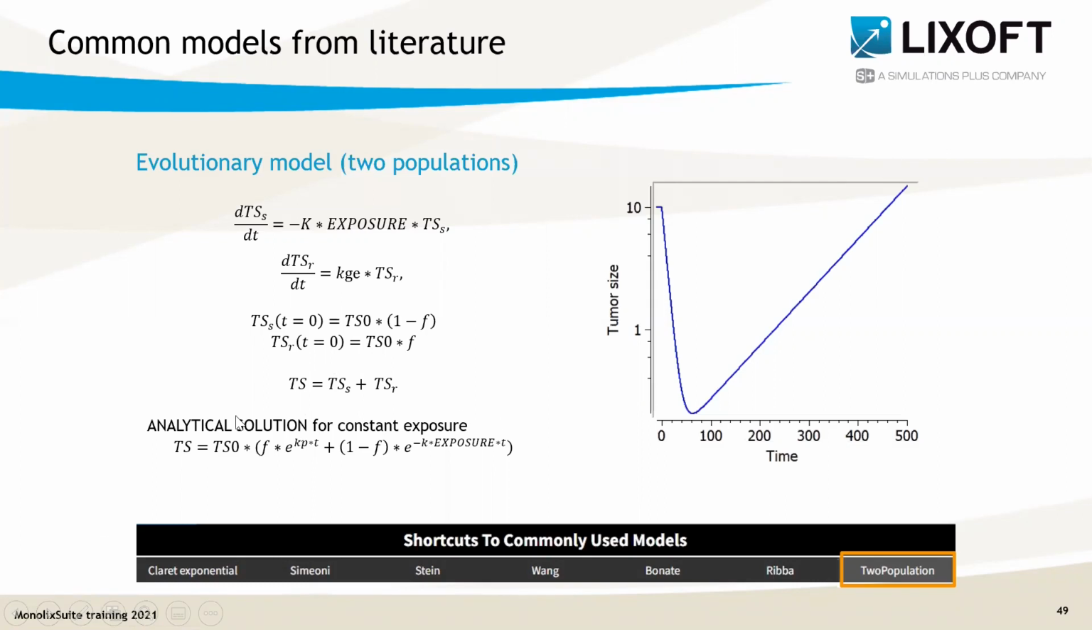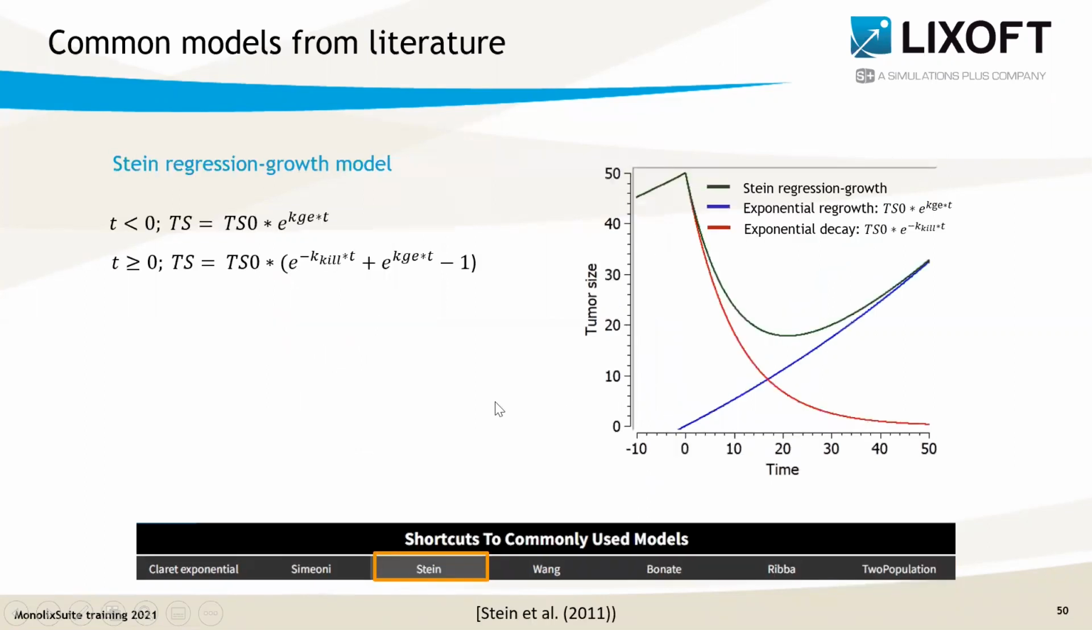So it has the advantage of having this analytical solution for content exposure. Then the Stein model is another example of a phenomenological model that combines an exponential growth and an exponential decay in analytical solutions, which is slightly different, and it gives this type of prediction. And it is available with this shortcut.